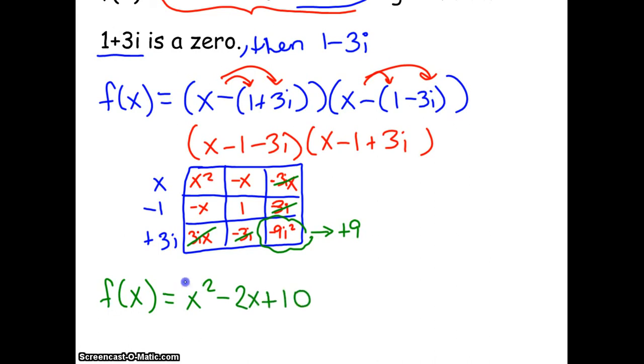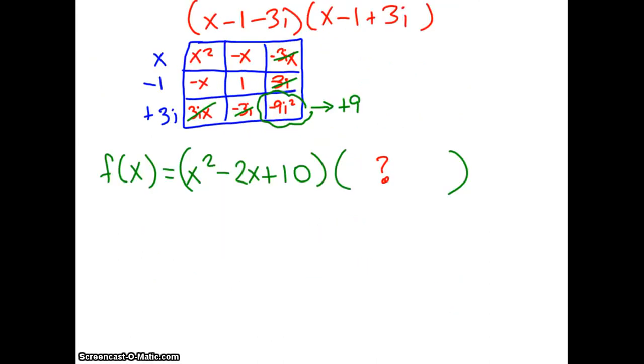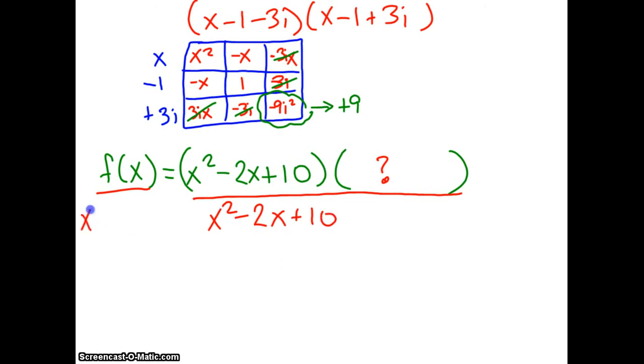Your function equals this times some other factor. You're factoring, so you're becoming very creative with your factors. The fact that I gave you those two solutions from the beginning, you're able to find this other factor by dividing. Remember, f of x is the original problem. So I'm going to divide my function by x squared minus 2x plus 10, and that's going to give me the other factor that's missing.